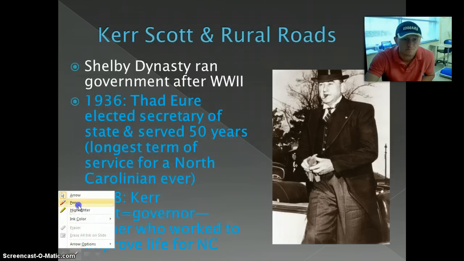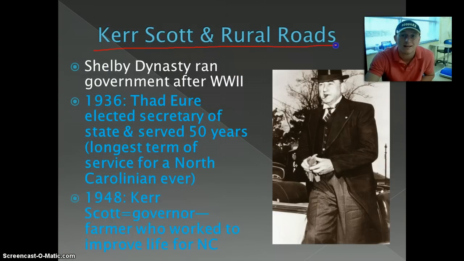Alright, so we have 2 key figures in the 1930s and 1940s. Thad Young was your Secretary of State. What's so important about this guy is he served 50 years as Secretary of State. This was the longest term in North Carolina ever. Next person was Kerr Scott. He was your governor. He was a farmer who worked to improve life for North Carolina. So both Thad Young and Kerr Scott were 2 key influential figures that helped North Carolina at the beginning of the Civil Rights Movement.